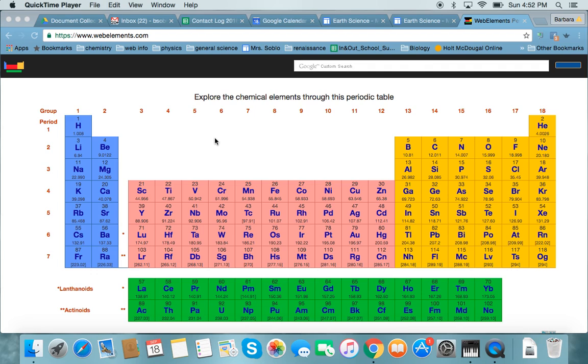I want to talk to you a little bit about the periodic table of the elements. As you can see, here we have a periodic table of the elements. Beautiful colors. You know how I like those colors. I would highly recommend that you get this one from the internet at webelements.com and you bookmark this site, because if you need a periodic table of the elements, this is one of the best online versions I've found.